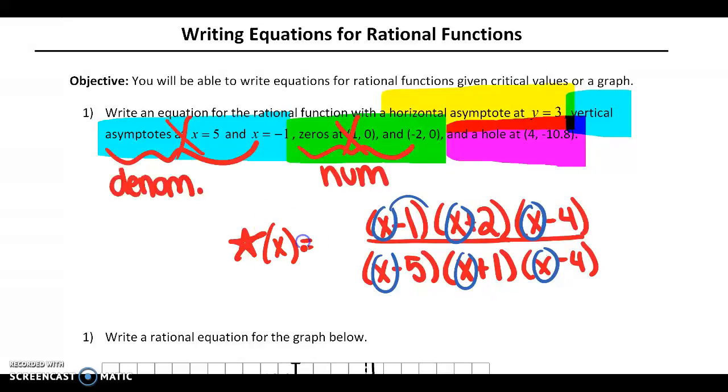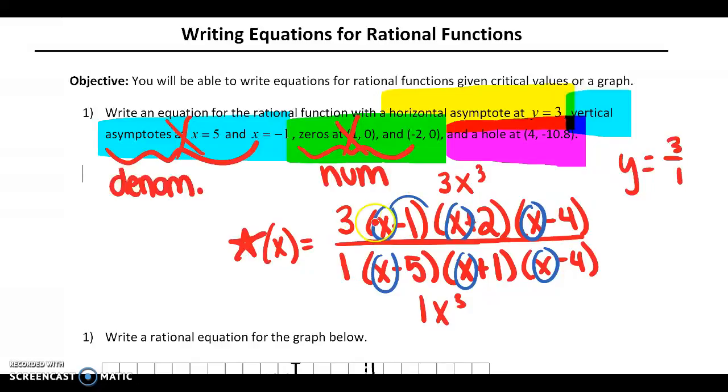So with that said, the ratio of my x to the third up here and my x to the third down here, well, it says y equals 3, but it's really like 3 over 1. So the ratio of this should be 3x cubed over 1x cubed. So in order to make that happen, all you need to do is add a 3 over 1 here. Because if you FOIL this all out and get it in its standard form, you'd have x cubed, and then you'd multiply the x cubed by 3, which would give you the 3x cubed.